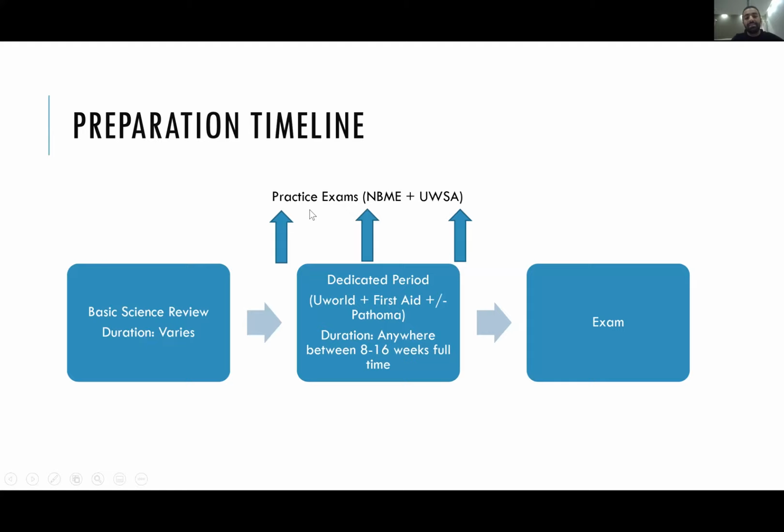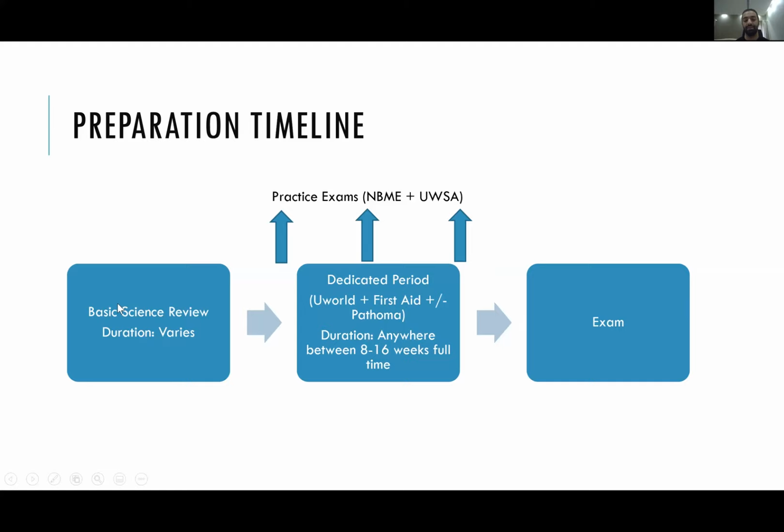But this is an example of a timeline for Step 1. First of all, you have your basic science review duration. You can use Becker or Kaplan or Pathoma or Sketchy or Lihu. Duration varies depending on where you are in your medical education journey. If you talk about clinical sciences, you probably don't need a lot of time. If you're later on and you feel like you've forgotten a lot of the basic sciences, you probably need a little more time to invest in this basic science review.